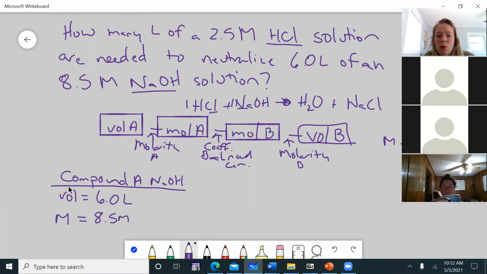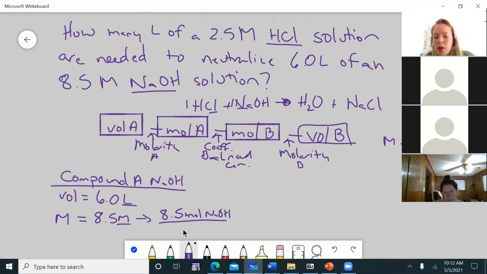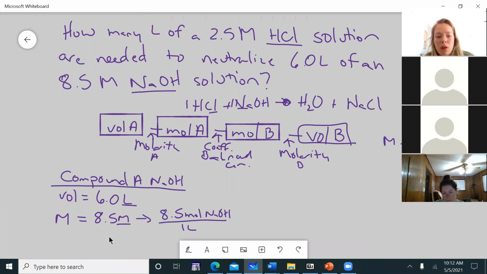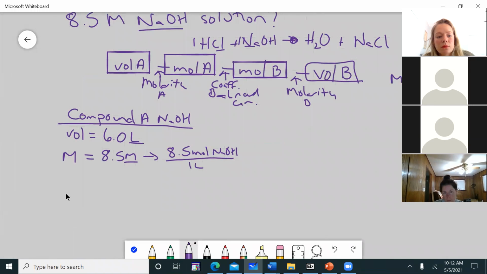Now remember from previous ones, always make sure this is in liters and get it out of molarity and into the double unit of mole per liter. So instead of 8.5 molarity, we're going to go 8.5 moles, specifically of the NaOH, for every 1 liter of the solution.